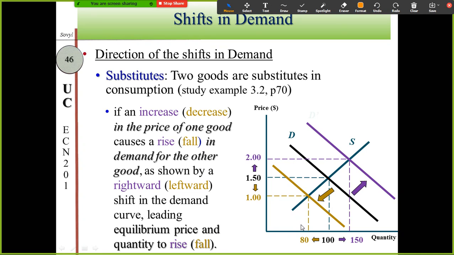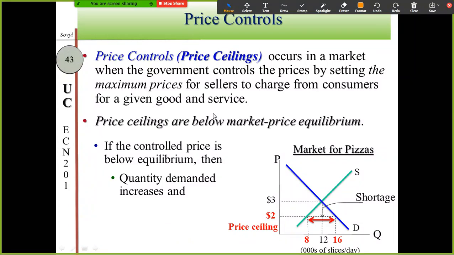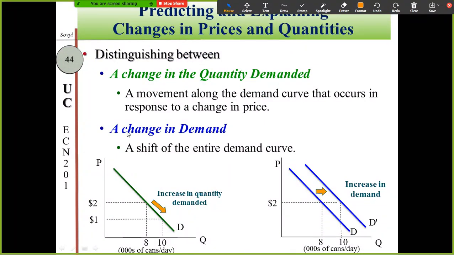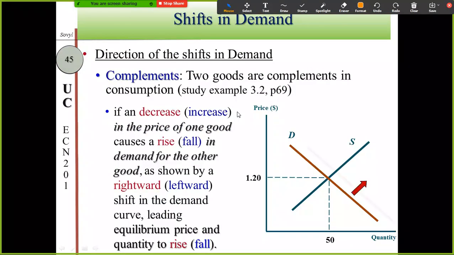Okay, so I'm just saying burger and pizza because it's easy for you to understand. But you can use other goods, not only burger and pizza. Maybe you can use pen or pencil as substitute goods, or maybe you can use others. Okay, so this is a shift in demand or change in demand. Shift in demand or change in demand, same meaning.